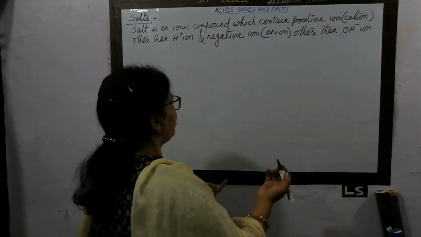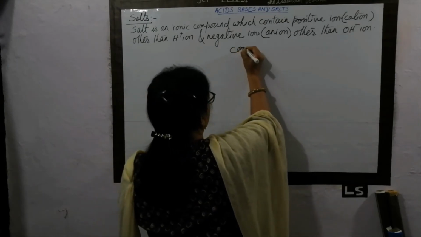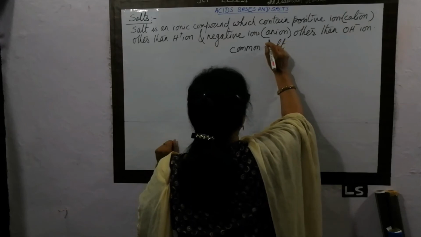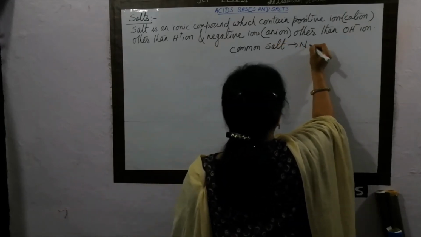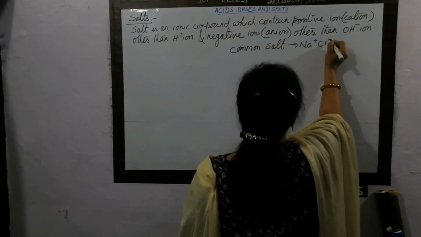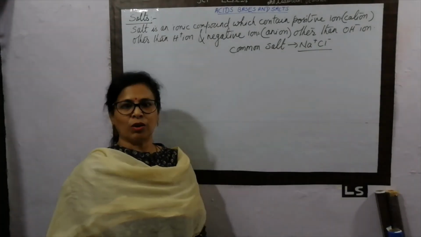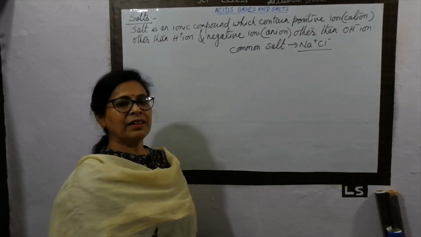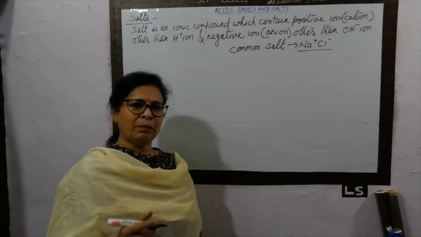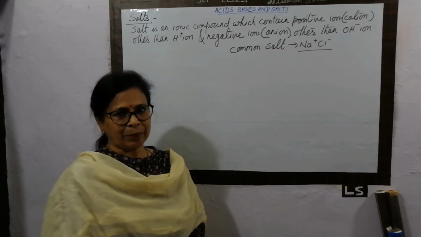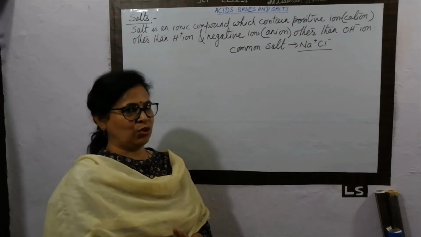Okay. For example, common salt. What is common salt? NaCl. Na plus and Cl minus. One is cation, one is anion. They form the common salt. So the salts are ionic compounds, but ionic compounds other than the H plus ion and OH minus ion.